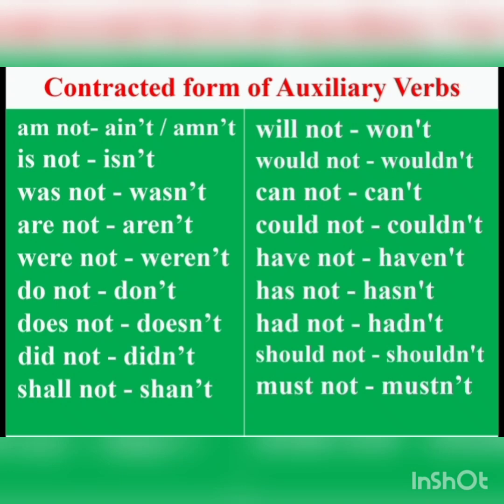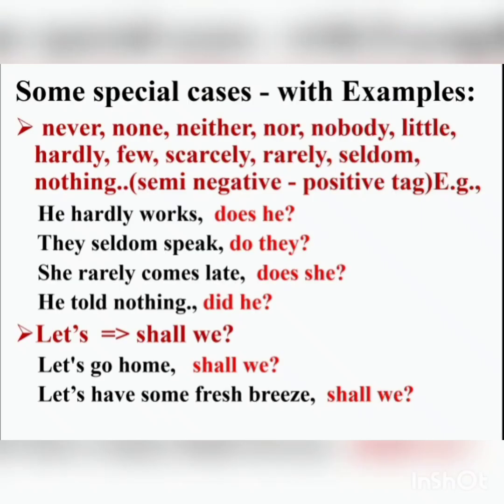Here there should not be any space between the auxiliary verb and not, and the not should be in the contracted form. Is not, isn't; was not, wasn't. Kindly go through the other auxiliary verbs.